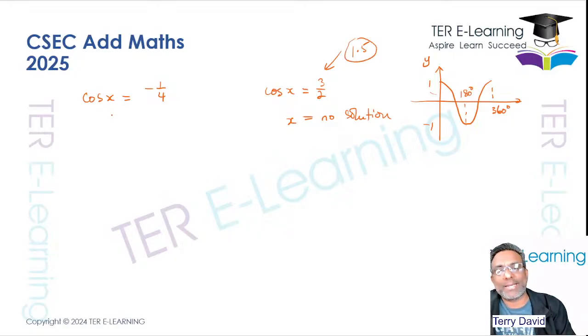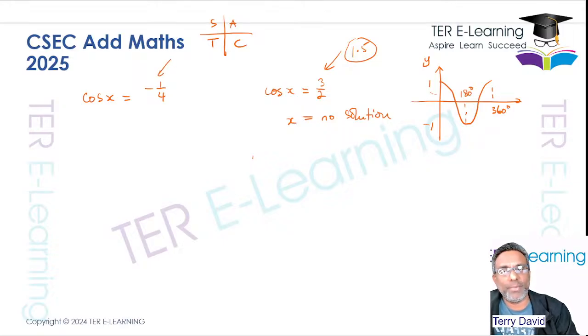Now, cosine x is equal to negative a quarter. This here is important, so you need to be aware of your quadrants. We have All Students Take Calculus, which tells me which ratio is positive in which quadrant. Cosine is negative in this case, so if you look at the diagram, you will know that cosine is only negative in the second quadrant and in the third quadrant.